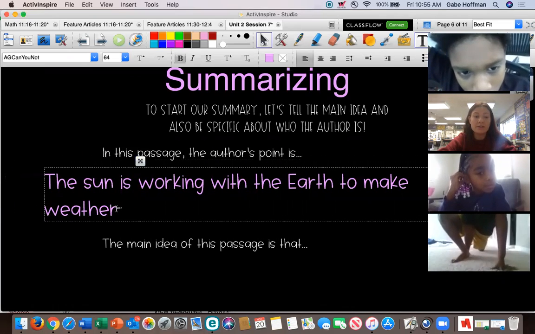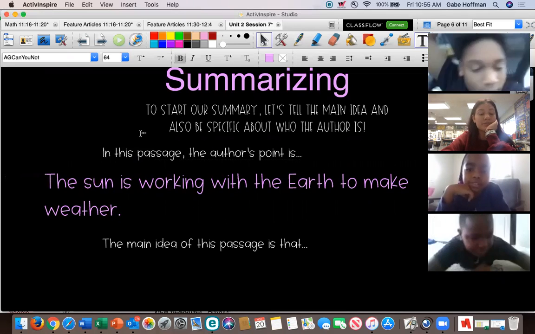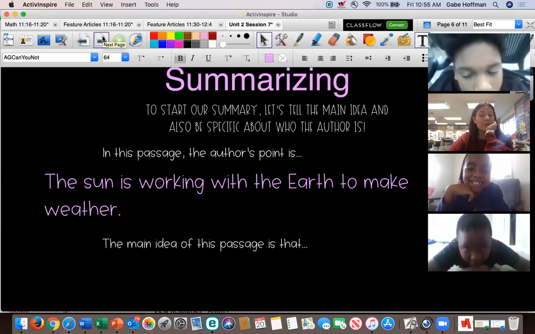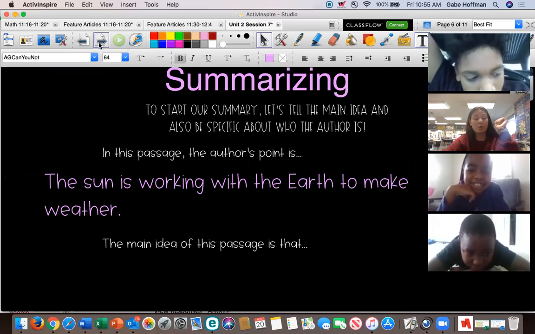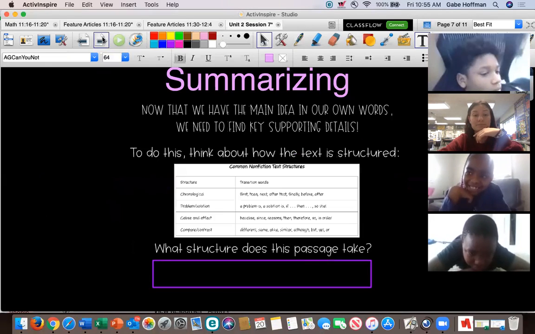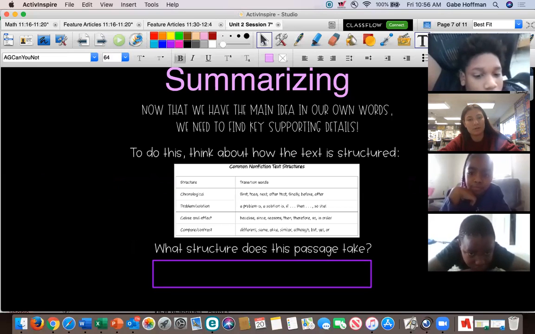So that's what we've already determined on that page. So we're going to move forward a little bit and we're going to talk about those details that support our main idea, and then we're going to write our summary. Oh, we have to talk about the structure first. I forgot about the structure.